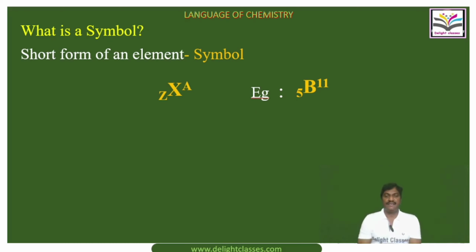What is a symbol? A symbol is a short form of an element. For your name, the initial is there. That is a short form. Similarly, the short form of an element is a symbol. In the given example, boron: atomic number 5, mass number 11. This is the information we are going to get from a symbol.